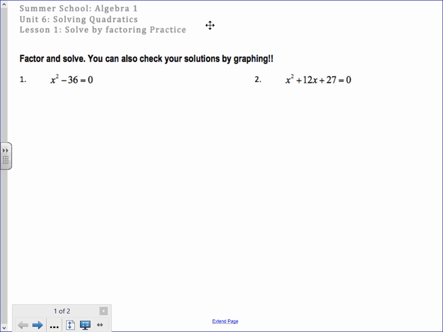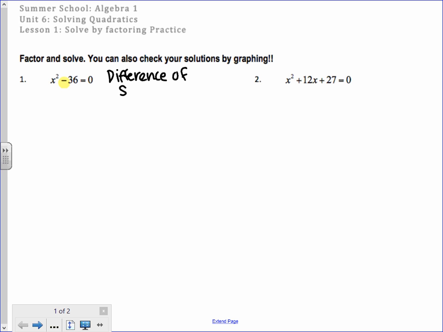All right, so number 1, the directions say to factor and solve. It says you can also check your solutions by graphing. All right, so number 1, we have x squared minus 36. When I look at this problem, I notice that there's two terms, so it's binomial, and there's a minus in between those two terms. So when I have a binomial with a minus in between, I use the method of difference of squares.